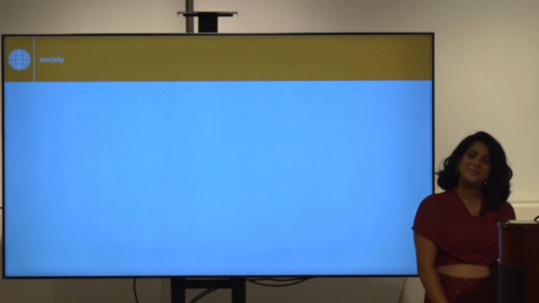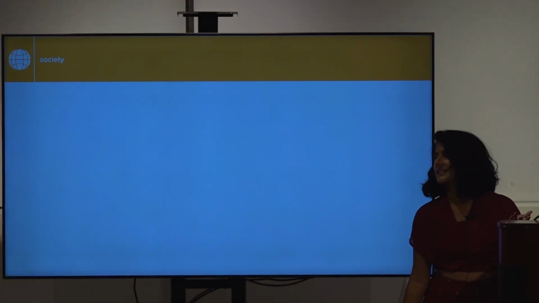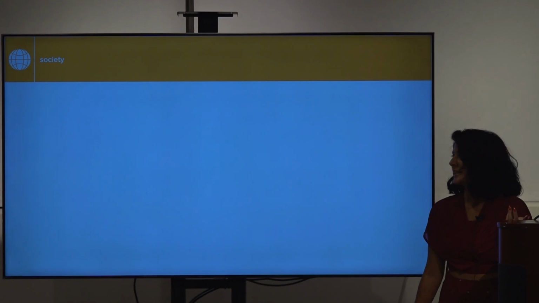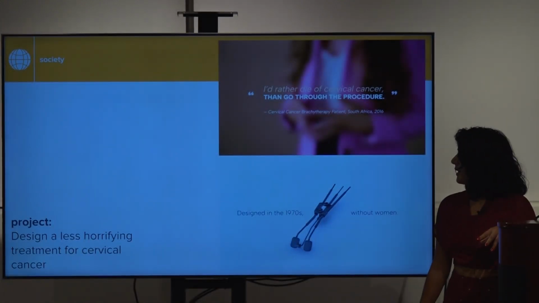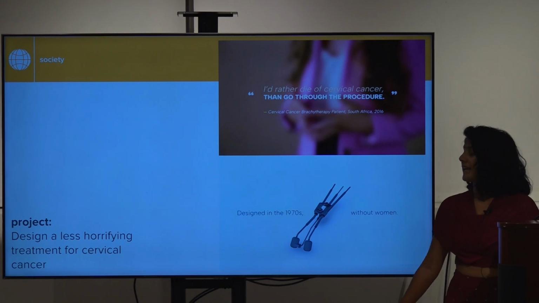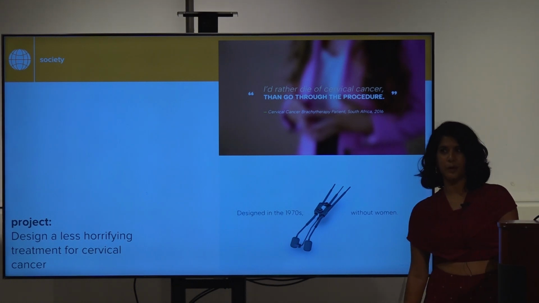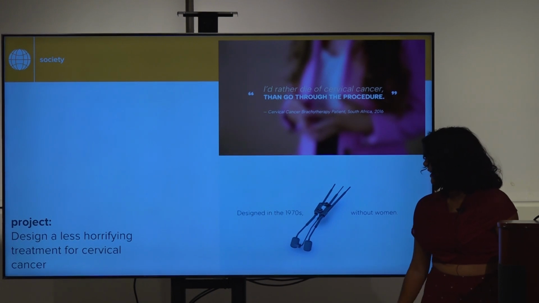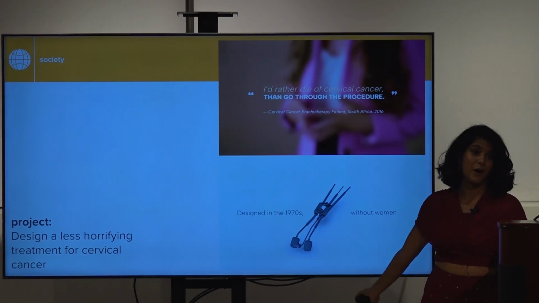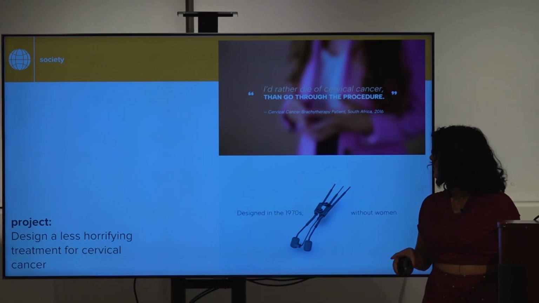The last category, society. This is my favorite category to design for, but in real life, when you're working for a company, it's difficult to get these projects, obviously. So the one I want to talk about that we did get that was really exciting was for a cervical cancer treatment device. So the device for cervical cancer treatment is called brachytherapy, and it was designed in the 1970s without women in mind, and it's supposed to be so painful, like 5 times more painful than childbirth.